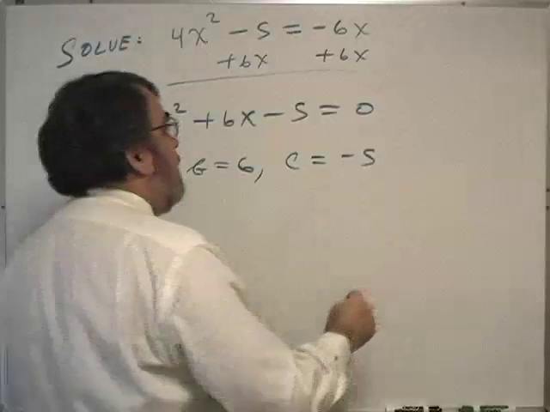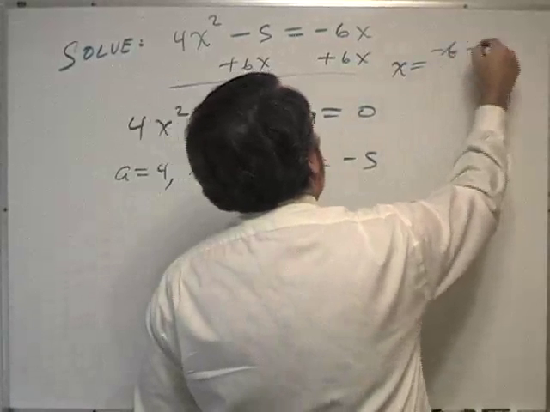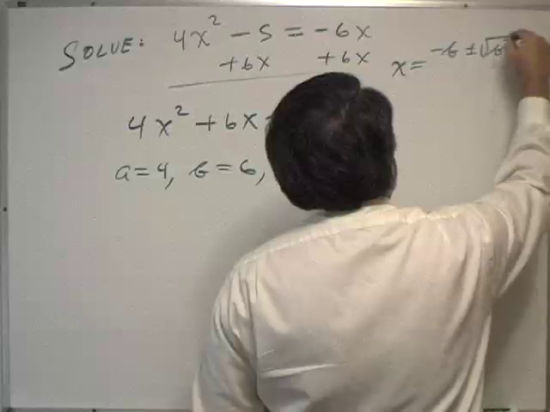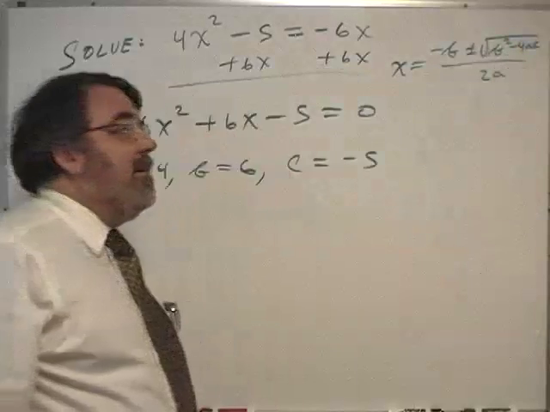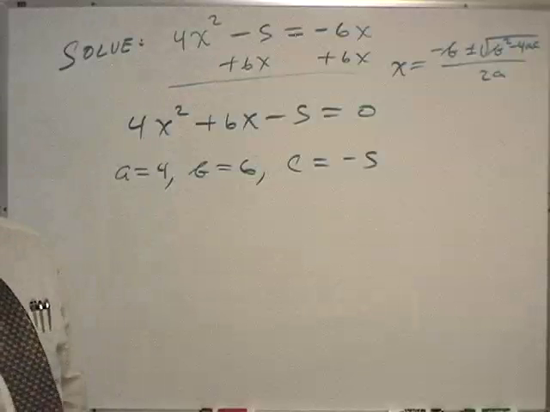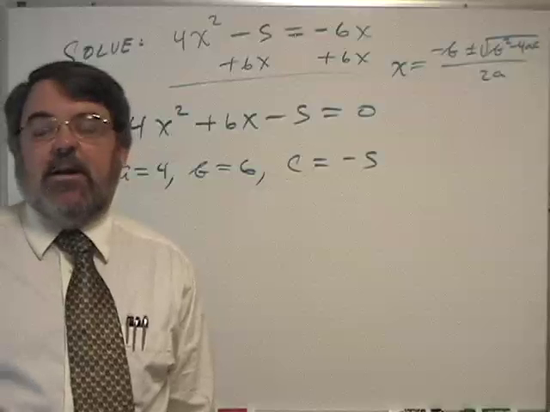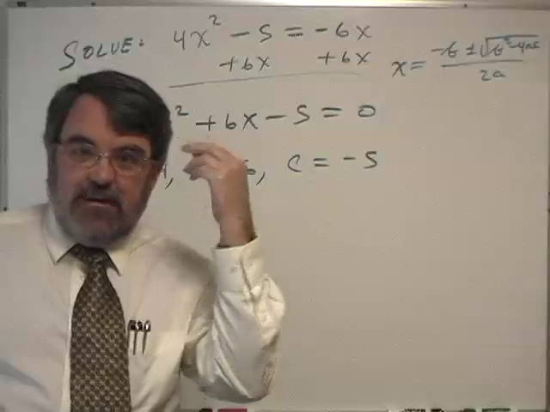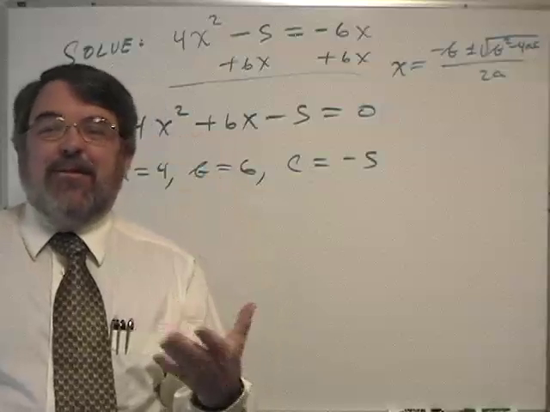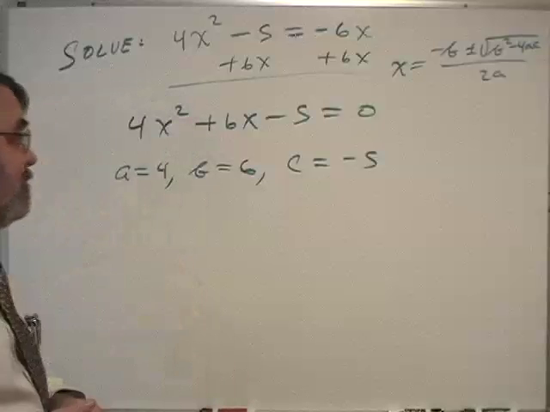So our formula: x equals minus b plus or minus the square root of b squared minus 4ac, over 2a. I always think it's a very good idea, if you haven't done much of this, to write that formula down. The less you have in your head and the more you have on paper in front of your eyes, the safer it is to do these problems.